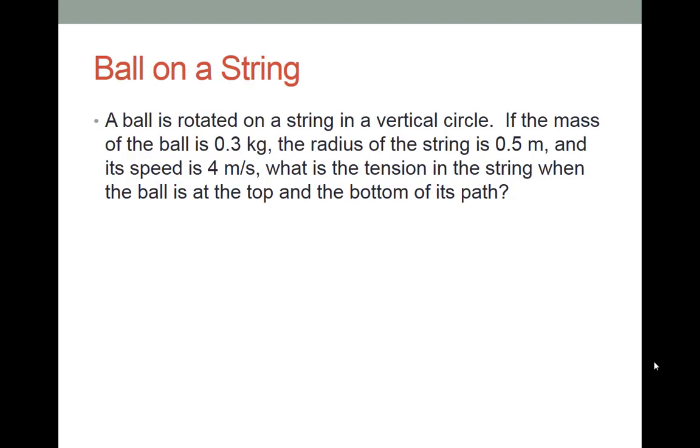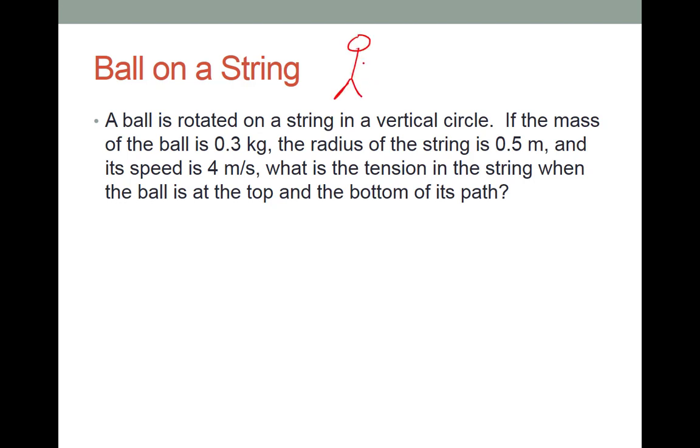Our first example involves a ball being rotated on a vertical circle. You're given the mass of the ball, the radius of the circle, the speed with which it's rotating, and you want to know the tension in the string when the ball is at the top and the bottom of its path. So first off, let's all be on the same page here.